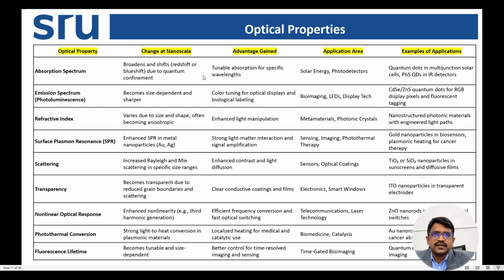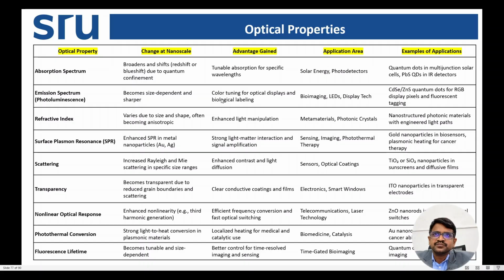Then emission spectrum. The first point is related to absorption, and the second property is emission spectrum. Photoluminescence is heavily dependent on the size of the nanoparticles. So it becomes size dependent and sharper. The spectrum broadening, and sometimes there are very sharp peaks.